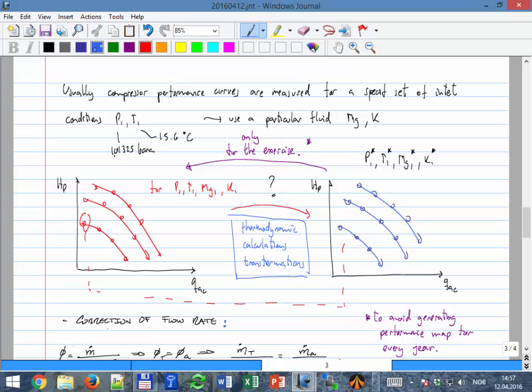Okay, this point is going to become this point after I apply the correction factor. Instead of changing all points, I'm going to take just my operational point that is going to be here, and I'm going to put it back here. So I'm just correcting for one point. I don't have to correct the whole curve.